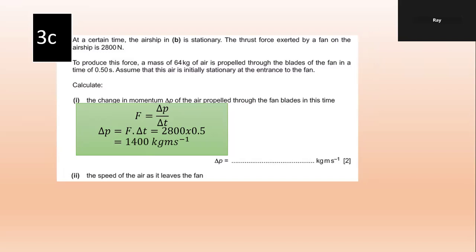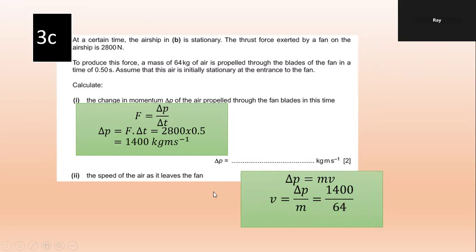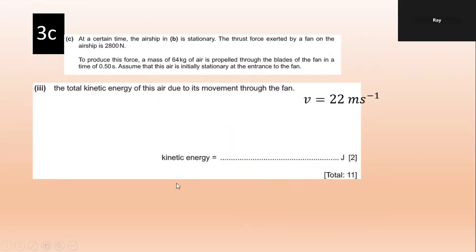Okay, the speed of the air as it leaves the fan. Initially it's stationary, so you have basically final minus initial. Initial is 0. At a certain part 3, the total kinetic energy of this air due to the movement from this fan.